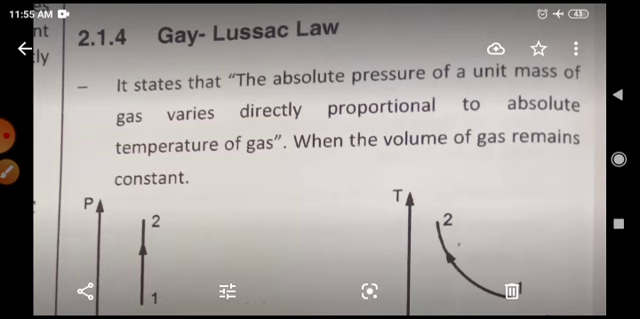Then two more, that is Charles's law and Boyle's law. We have also seen how these processes are represented on PV and TS diagrams. In Charles's law, the pressure was constant, so in the PV diagram the pressure line was parallel to the volume axis. We also saw the TS diagram and TV diagram.